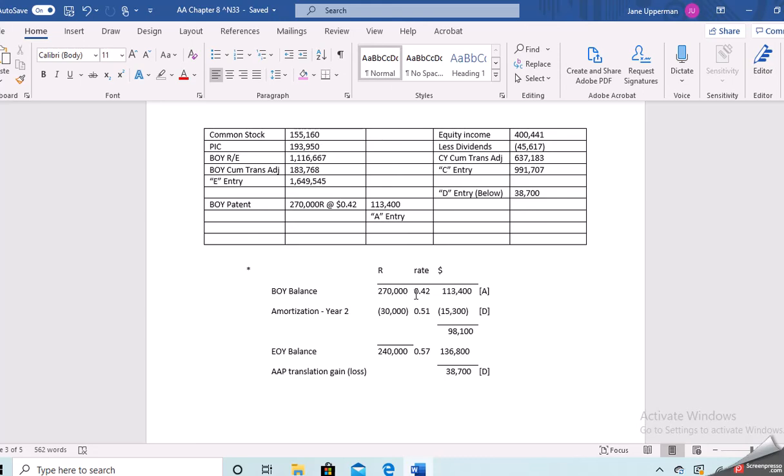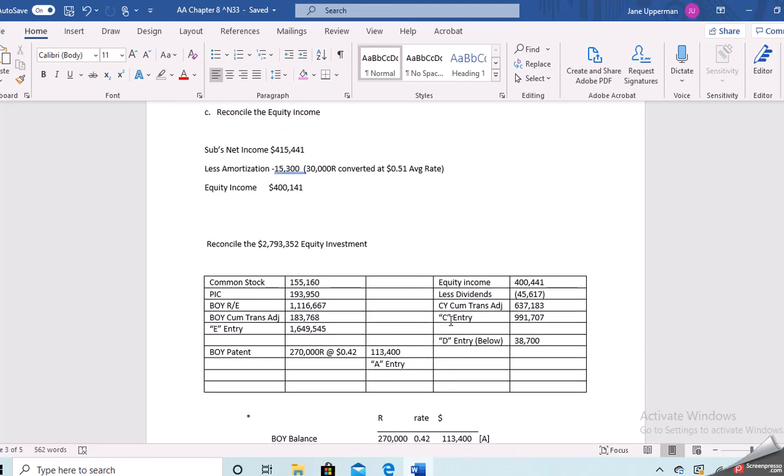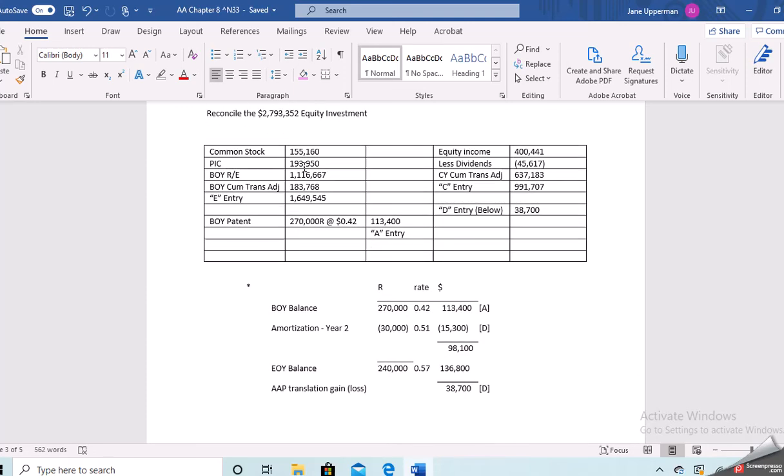So those we take and we multiply by our beginning of the year rate. So then this would be the beginning of the year value of our acquisition accounting premium asset, which is that patent. So that is our A entry. So that $113,400 goes up there. Then the D entry, the $15,300, which again is this amortization, is going to be our D entry. And again, that's normal, except we have to translate it first.